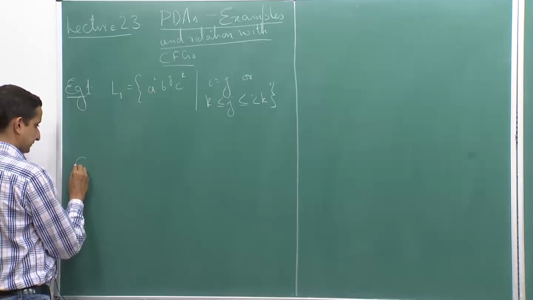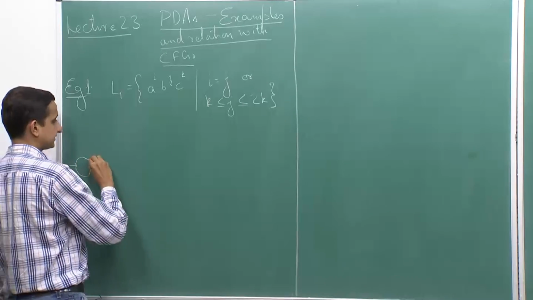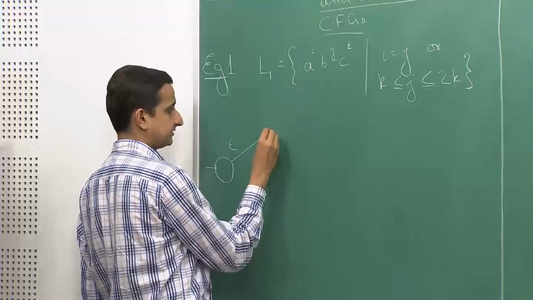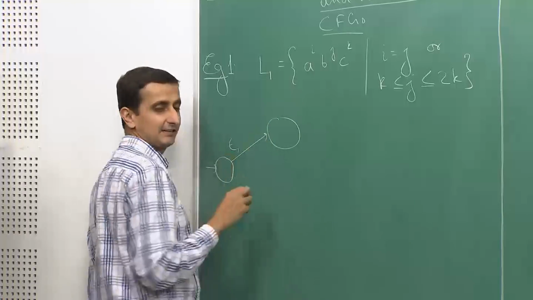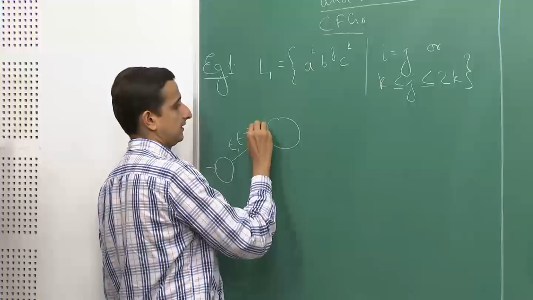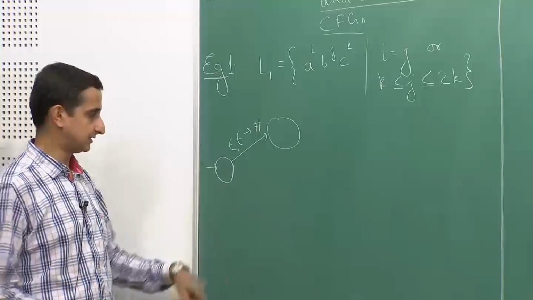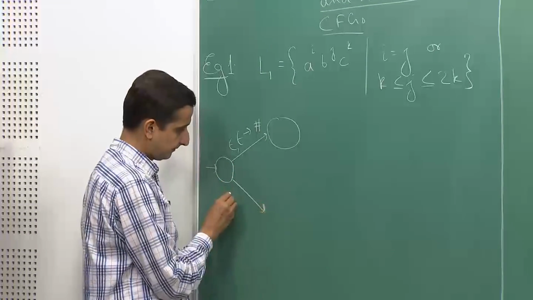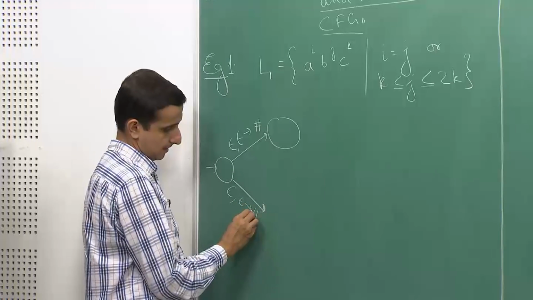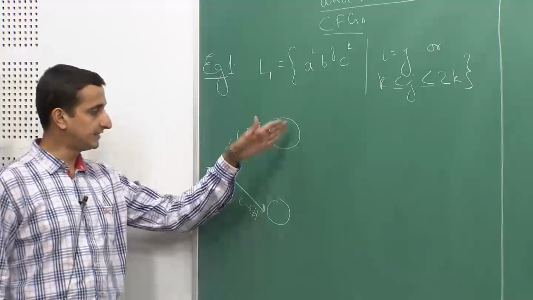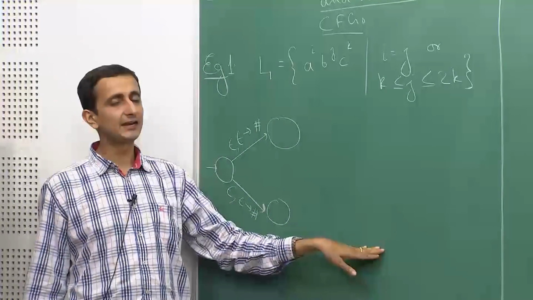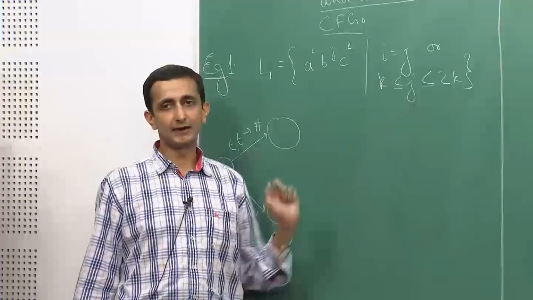So, let us see. We have a start state. From my start state, without reading anything and without changing the stack, the only thing that I will do is add a marker, a hash symbol, at the bottom of the stack, and I will do the same thing here as well. So, I go to these two states. In this state I will check whether i is equal to j, and from this state I will check whether j lies between k and 2k.